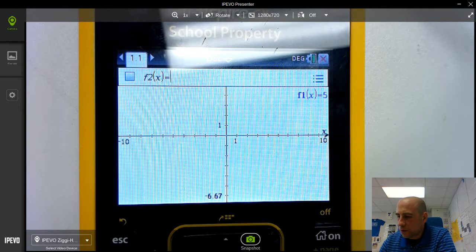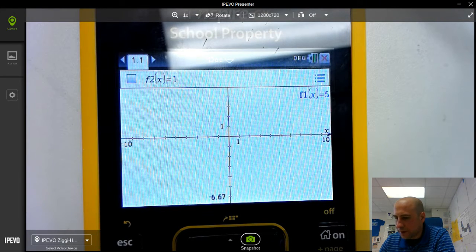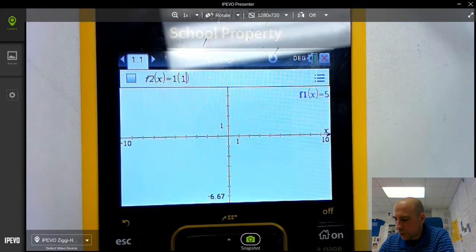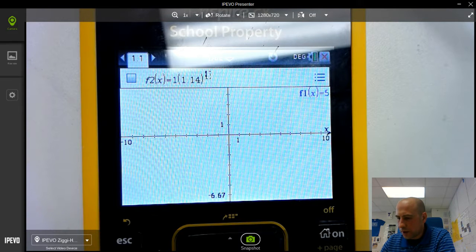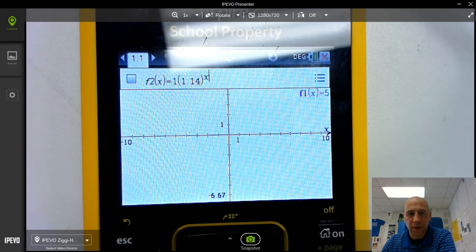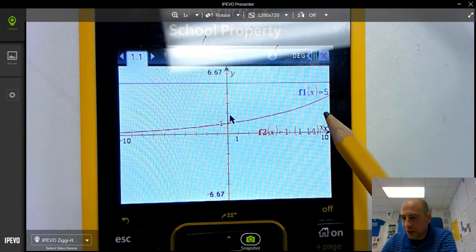Okay, so 1 parentheses 1.14 raised to the x power. Okay. Now, it looks as if they intersect here, but we're not sure.